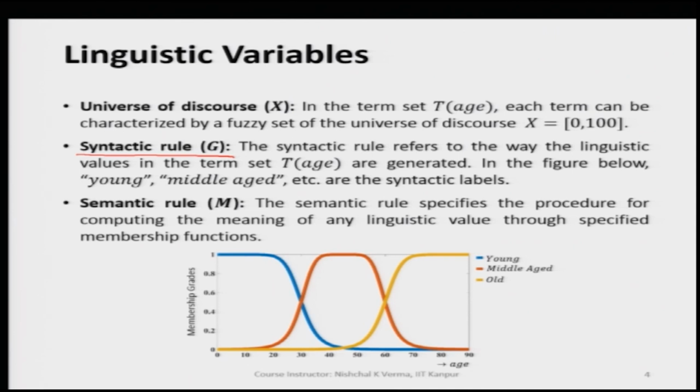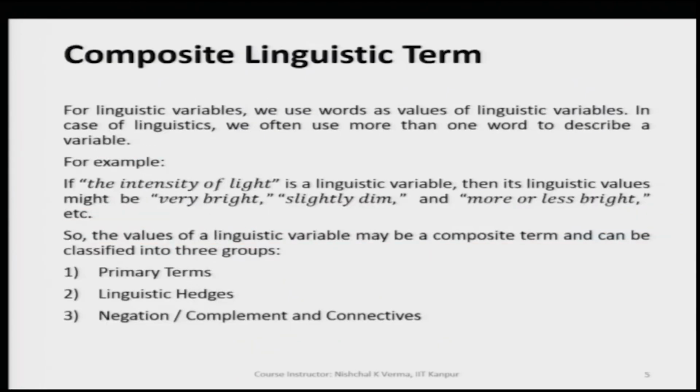Similarly, semantic rule M. So, M basically helps us in specifying the procedure for computing the meaning of any linguistic value through specified membership function. So, we will have a couple of examples, and with this we will be able to understand all these parameters.